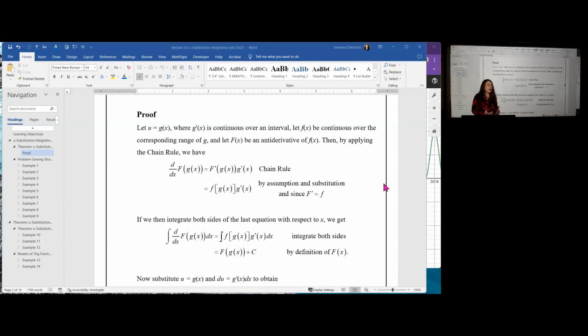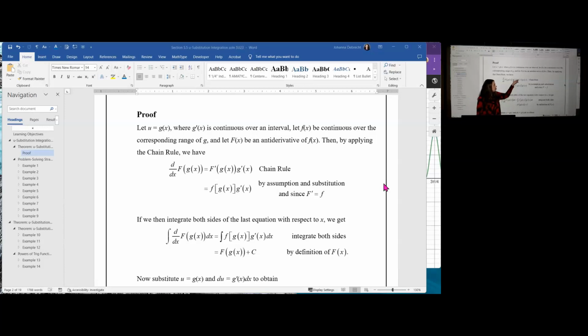What we're trying to prove now is that the integral of f of g of x times g prime of x dx gives us the antiderivative function with g of x substituted inside. We start with more or less the definition of the antiderivative function with g of x substituted inside, and we take the derivative of it. We know that uppercase F is the antiderivative of lowercase f. However, it is itself a function and it's composed with g. To take the derivative of it, we apply the chain rule.